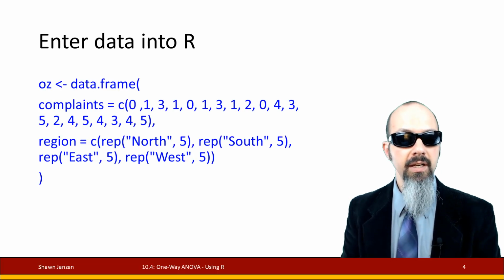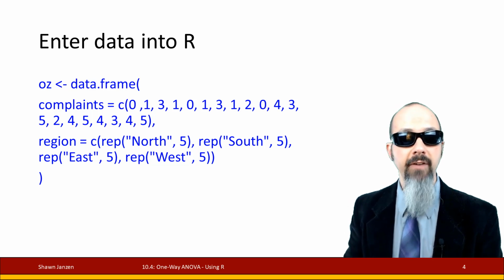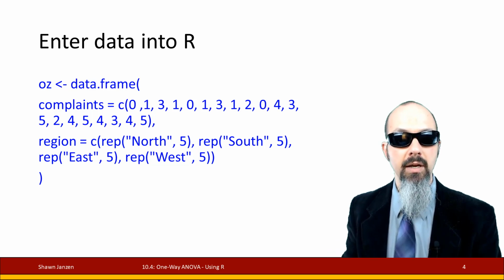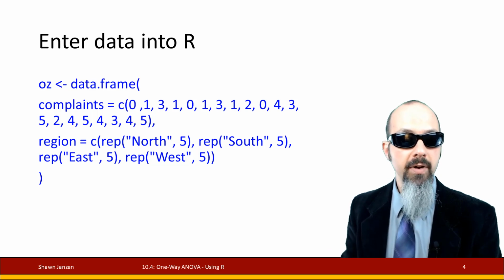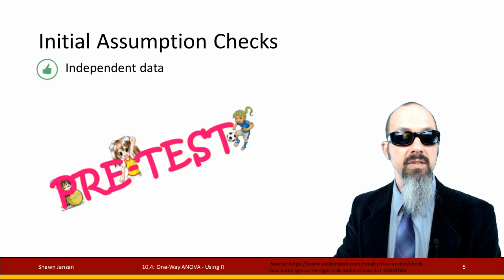So the first thing I need to do is start entering the data into R. I don't have it as a separate file, so I'm going to be entering it in manually. I start with a data frame. I pipe in 2 particular variables into that data frame, one called complaints, one called region. Complaints are just the numbers being brought in in a particular order. And with region, I'm also using a rep function to help repeat the different regions so I don't have to type so much.